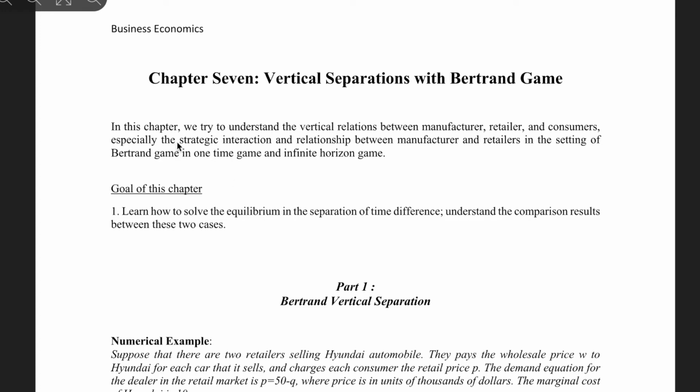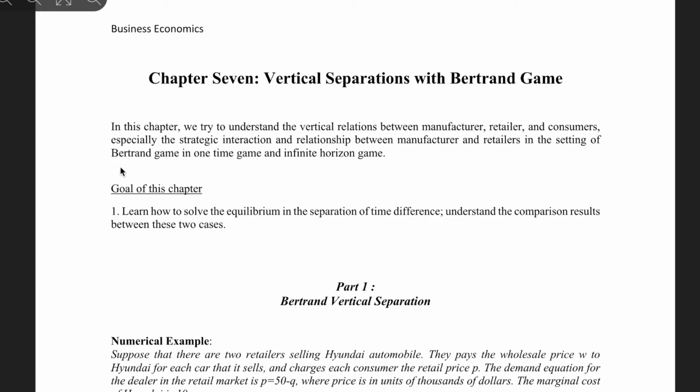Hello. So we're gonna start chapter 7, vertical separation with Bertrand game. This chapter is actually a review or numerical example of chapter 6. So just think of it as a review of chapter 6 with a new example.